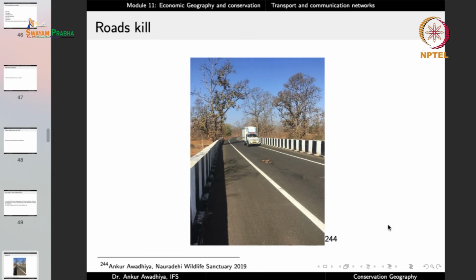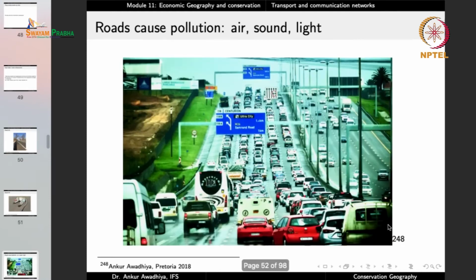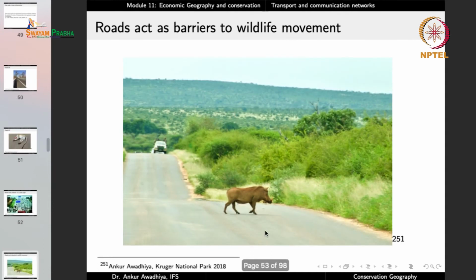Now, the issue is that roads kill biodiversity. Roads also cause lots of pollution. We have air pollution because of the exhaust of various automobiles. We have air pollution because of the dust that gets into the air. We have sound pollution, not only because of the honking of horns, but also because the engines are running. We also have lots of light pollution, especially at night.